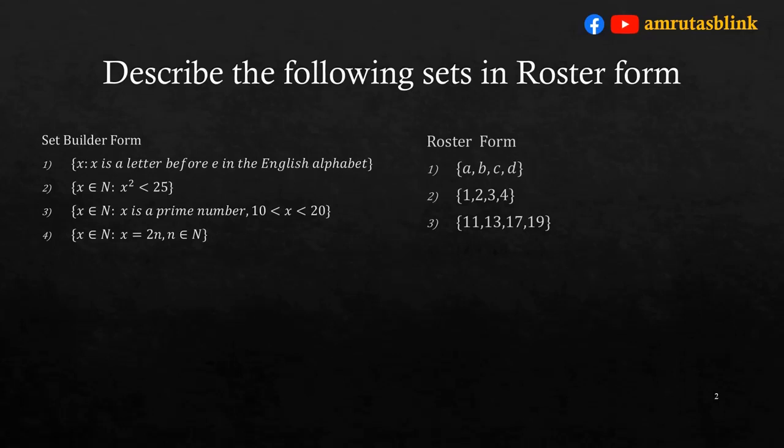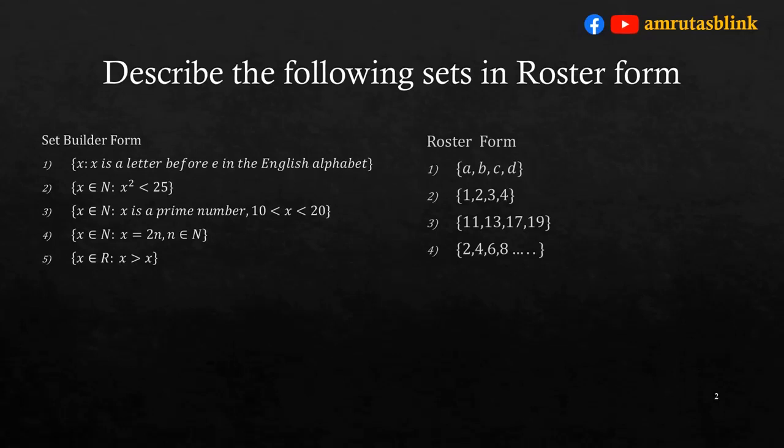Now again, similar to our second problem, natural numbers start from 1, 2, 3, 4, 5 and so on. Now this X is equal to 2n. So for 1 it would be 2, for 2 it will be 4, for 3 it will be 6, for 4 it will be 8 and so on. And hence our answer would be 2, 4, 6, 8 and so on.